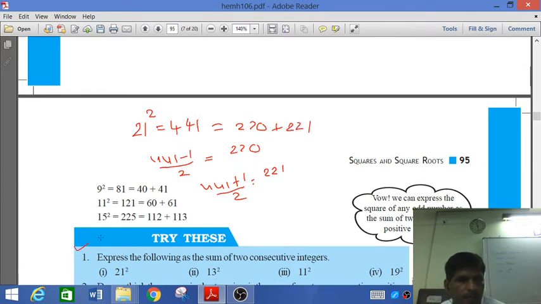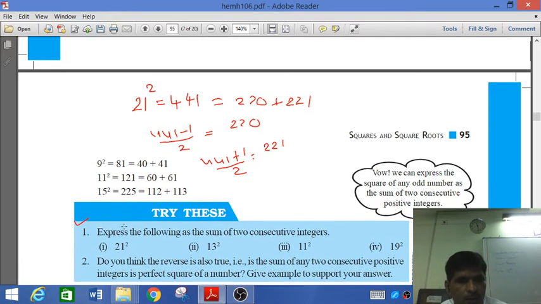So I am explaining first. Now you have to do it yourself: 13 square, 11 square and 19 square, like that. Again I am explaining. 21 is here, 21 square. So first of all I have to write 21 square is equal to 441. Now I have to find the first sum, that is 441 minus 1 divided by 2, 220. 441 plus 1 divided by 2, 221.